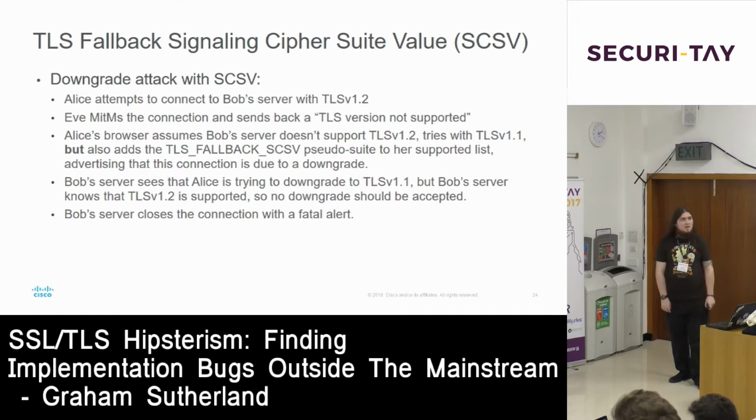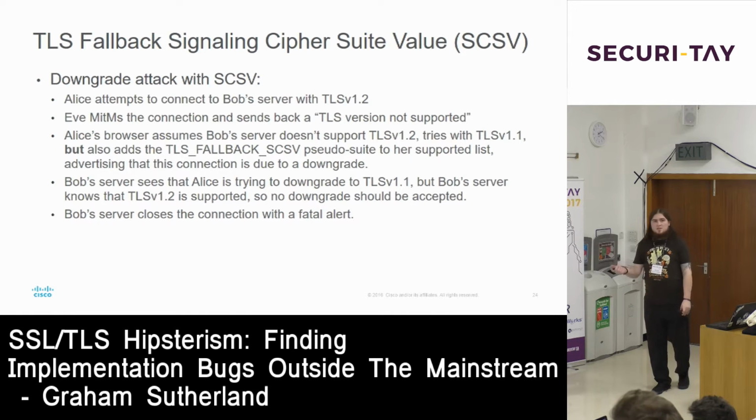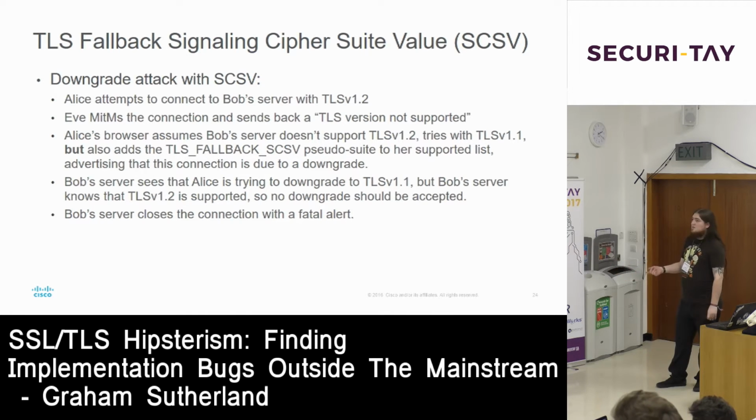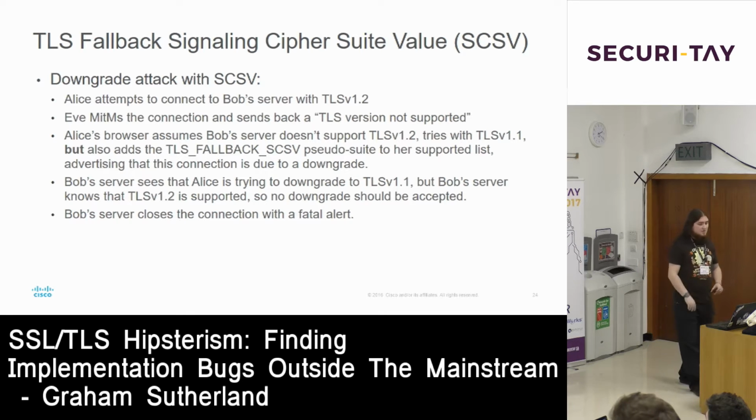So what happens with an SCSV extension is the initial connection is the same. Alice tries to talk to Bob's server with TLS 1.2. Eve, man in the middle of the connection, sends back the TLS not supported. Alice's browser then goes, oh, okay, I don't think you support TLS 1.2, so I'm now going to send you a TLS 1.1 request. However, I'm also going to advertise an additional cipher suite, which isn't really a cipher suite. I'm going to say I support TLS_FALLBACK_SCSV, which is what's called a pseudo cipher suite, which advertises that the connection is due to a downgrade.